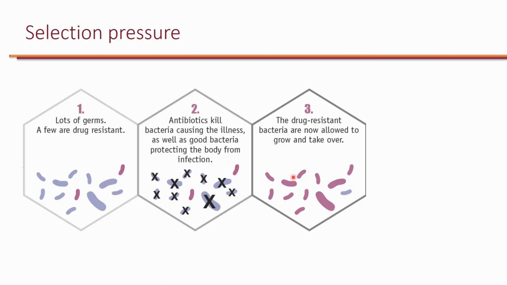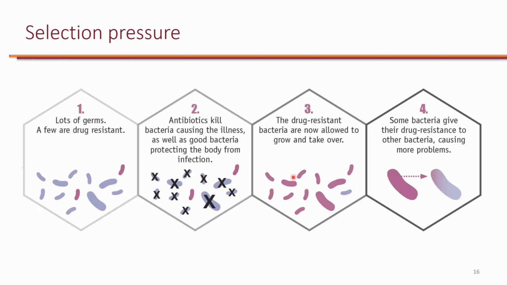Now, occasionally, if someone gets infected, these bacteria that have the resistant gene can actually transfer it. So they can donate that gene to a pathogen, which will cause a drug-resistant infection. This whole process is referred to as selection pressure.